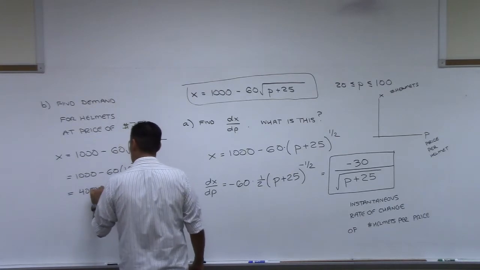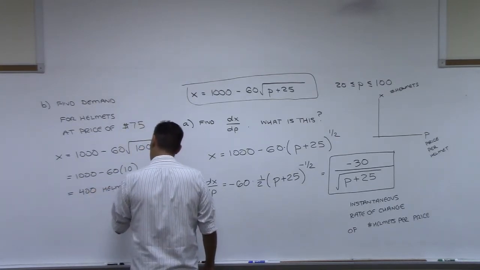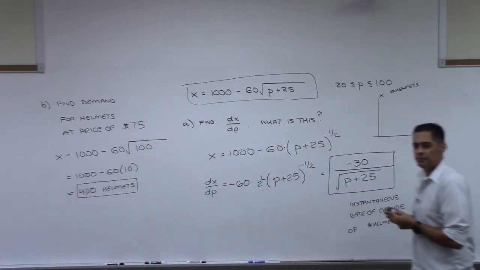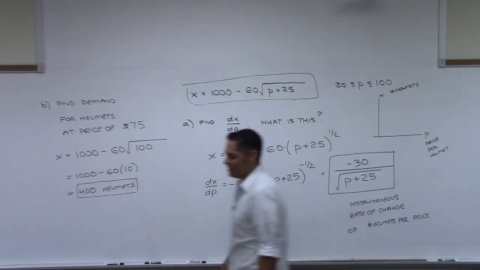400 helmets? That makes a lot more sense, because when I plugged it in, you got 0.3 here. Yeah, 0.3. I was like, at $75, someone's going to want 0.3 of a helmet? That makes no sense. Just a slice of it. Yeah, that makes a lot more sense.